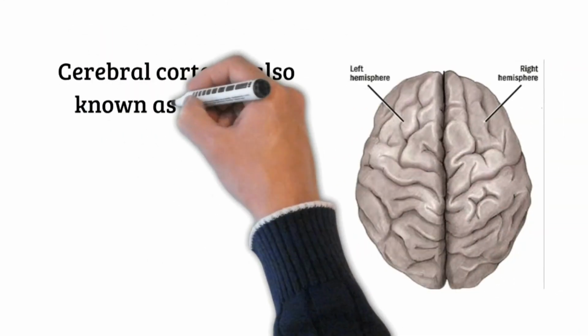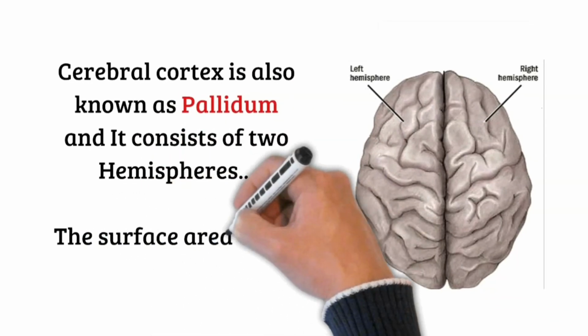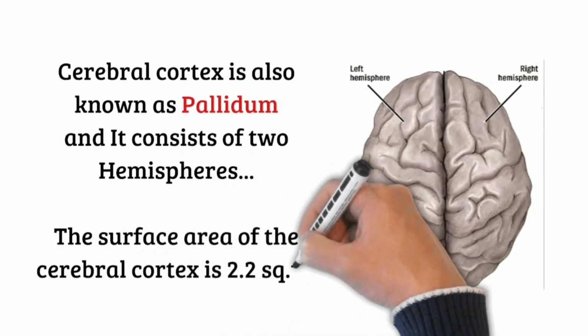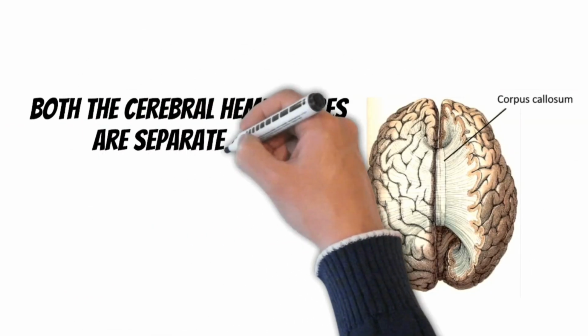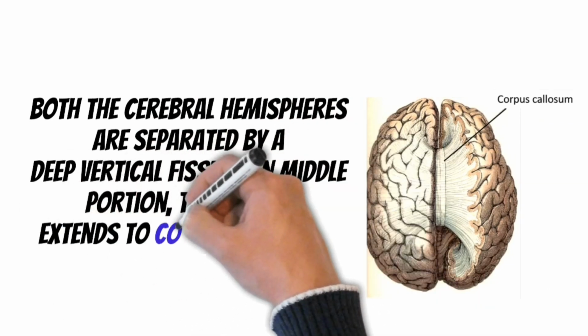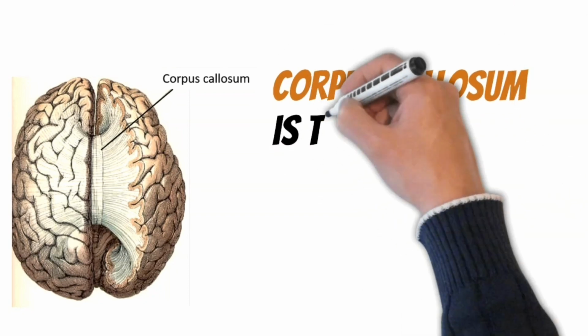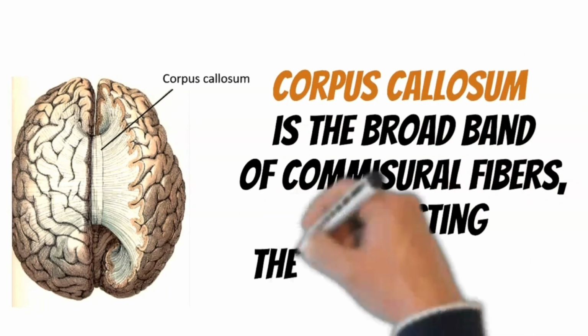Now, the cerebral cortex is also known as pallium and it consists of two hemispheres. The surface area of the cerebral cortex is 2.2 square meters. Both the cerebral hemispheres are separated by a deep vertical fissure. In the middle portion, the fissure extends to the corpus callosum. Corpus callosum is the broad band of commissural fibers connecting the two hemispheres.